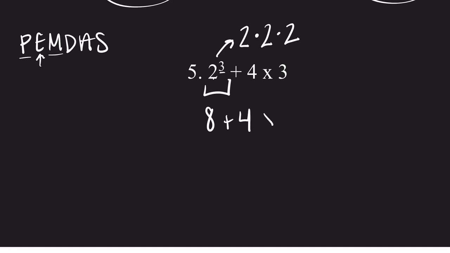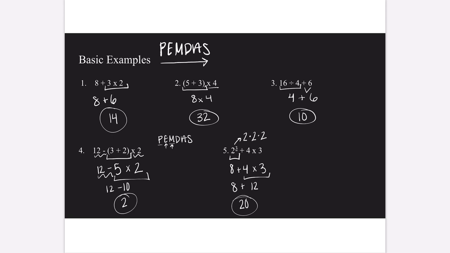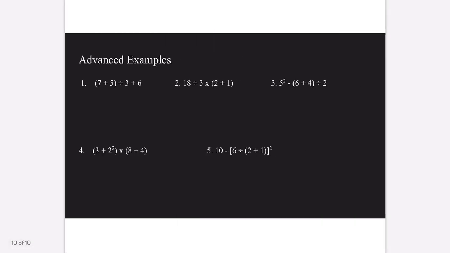Everything else we're going to carry down. Again, let's go back to our PEMDAS. Now I'm seeing multiplication. 4 times 3 is 12. And 8 plus 12 is 20. All right, not too bad. Pretty simple example, so hopefully you were able to get these down. Now we're going to move on to a little bit more advanced examples. So go ahead, pause this video and give these a try.